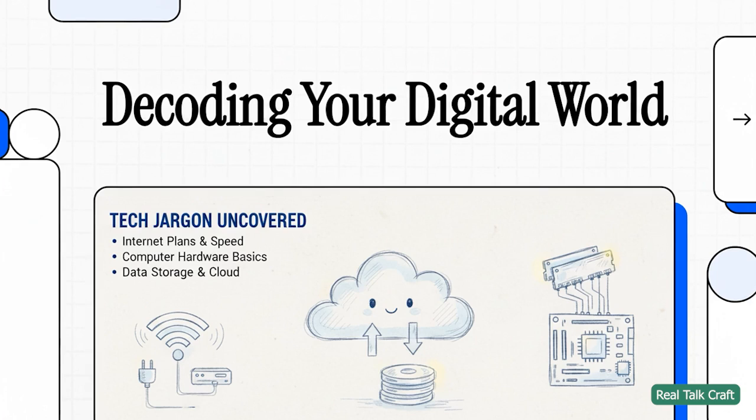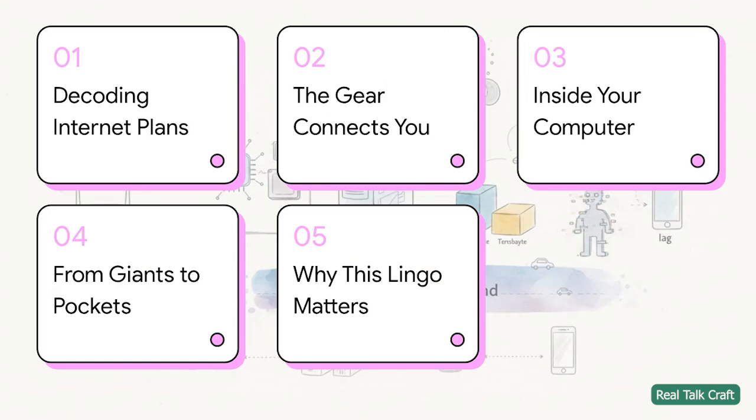Let's jump right in. So here's our game plan for today. First, we'll break down what you're really paying for with your internet plan. Then, we'll get into the actual gear, the hardware that gets you connected. From there, we'll take a peek inside your computer, take a super quick trip through tech history, and then, finally, we'll tie it all together and see why knowing all this lingo is actually so important.